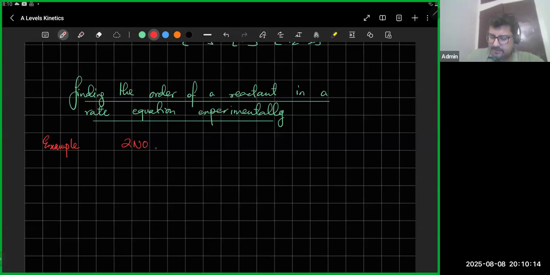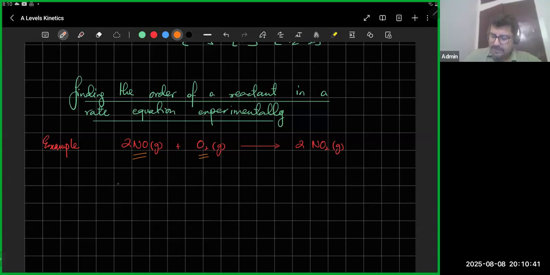It's 2NO gas, अच्छा, plus you've got O2 gas. And the product is 2NO2 gas. He gets 2NO2 gas. Now, there are two reactants. There is reactant number one, and this is reactant number two. Okay, you got two reactants.